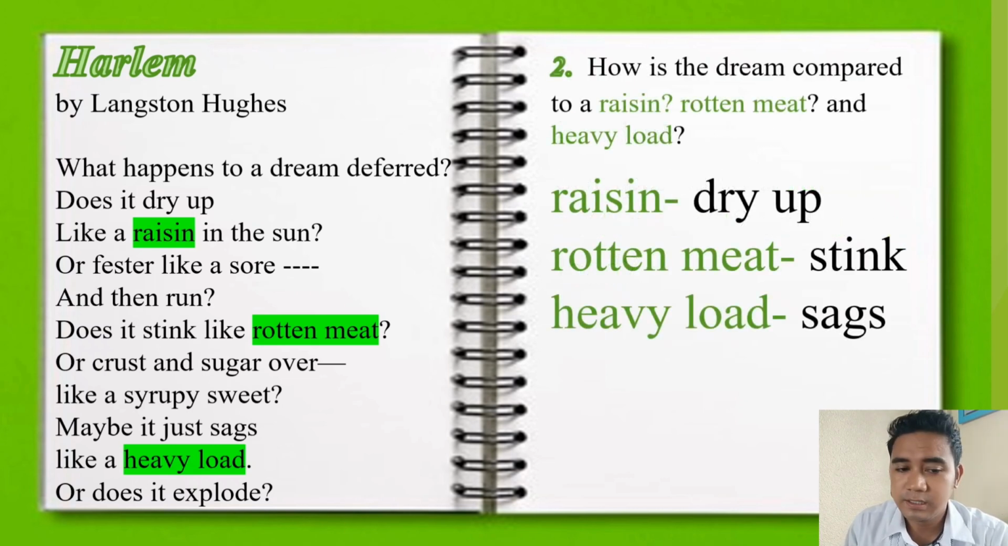So raisin, dry up. Also in the poem, you can see that in there. Rotten meat, stink, and heavy load, sags. If you do not know the meaning of these words, you may pause this video and look it up in the dictionary. So that's the answer. I hope you can catch along with our discussion.